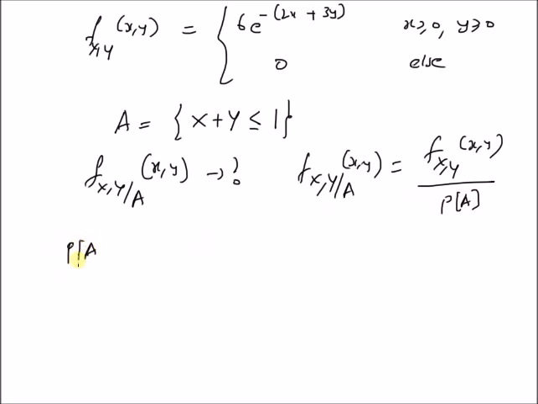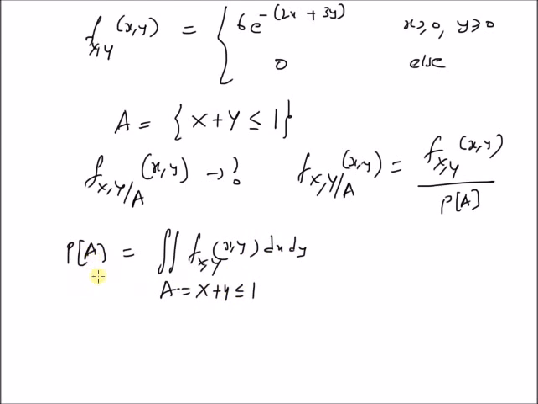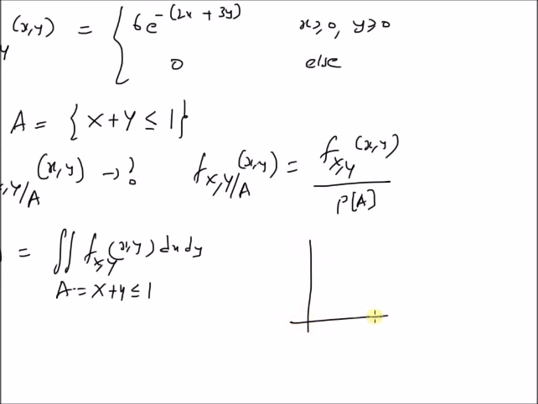Now the probability of A, by the general definition, is the integral of the joint PDF f_{X,Y}(x,y) dx dy over the area on which the event A is defined, that is, x plus y less than or equal to 1. Graphically, we can clearly see the event A is defined in this region. Since the joint PDF is defined only for positive values of x and y, this is the region of interest, bounded by the line x plus y equal to 1.